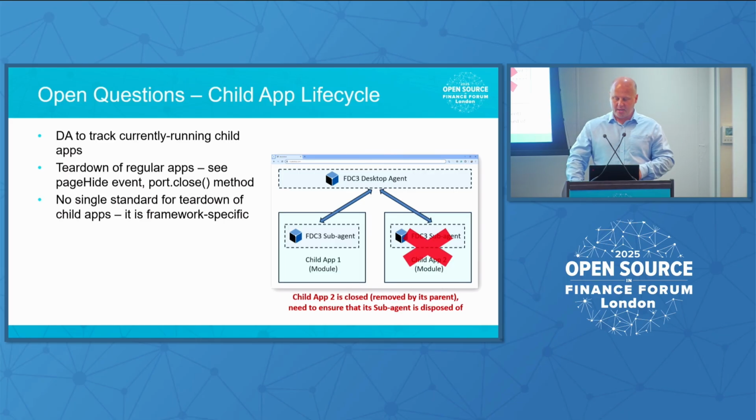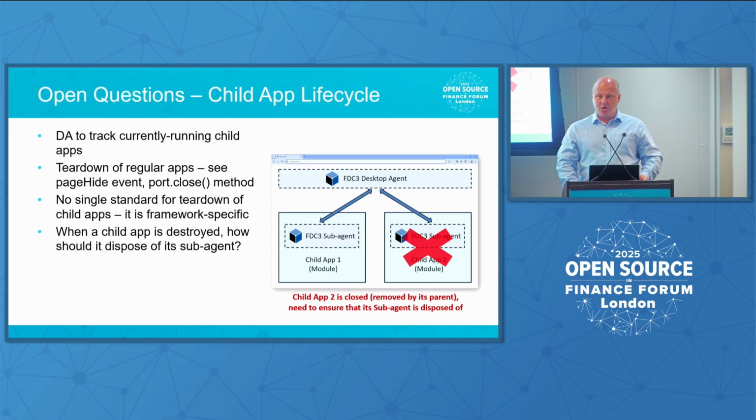But again, when it comes to child apps, there's no single standard for teardown. Again, it's framework specific, it's platform specific. So when a child app is destroyed, the question is, how should it dispose of its subagents? And how can we provide a robust way of doing this within the FDC3 standard that allows us to be comfortable to put this sort of thing into production?